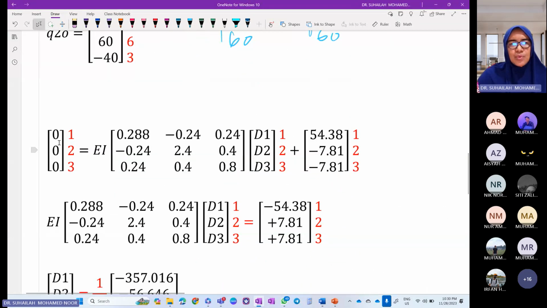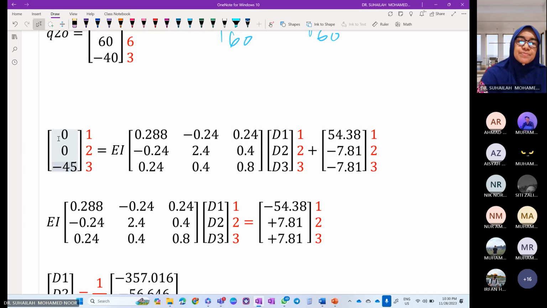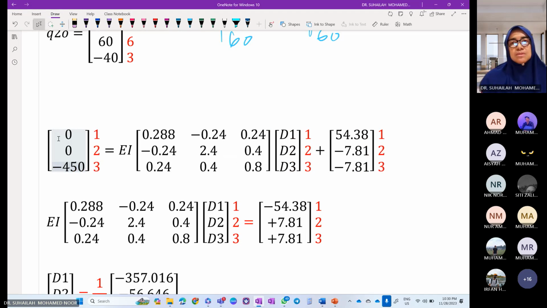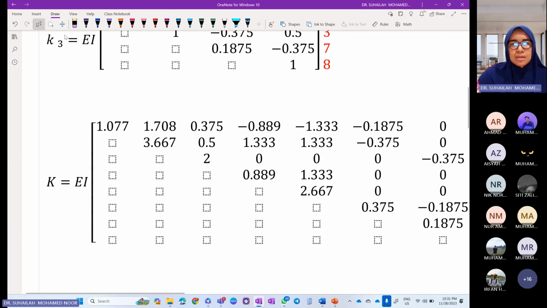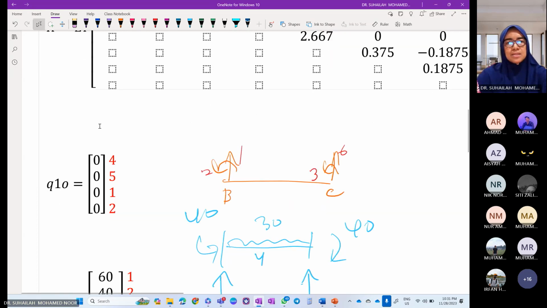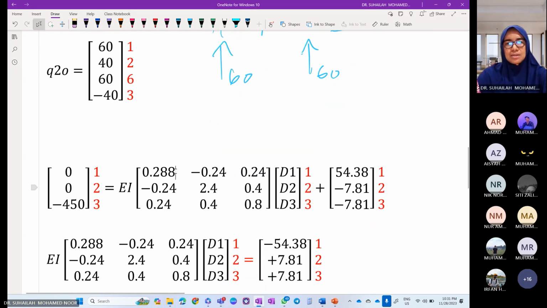So this is the stiffness equation. It is 0, 0, and negative 450. Then we have to copy the K value up to 3, 3. 1, 1. Okay, this is 1, 1. This is 1, 1.